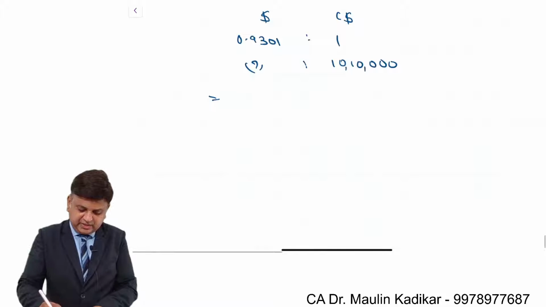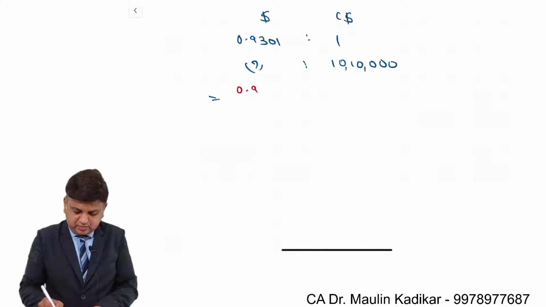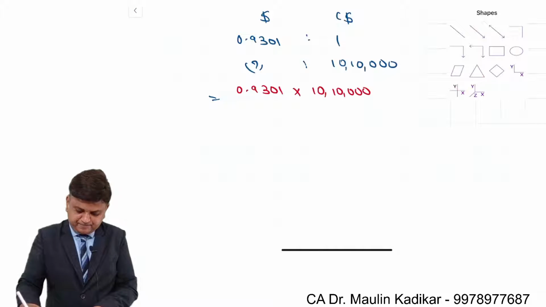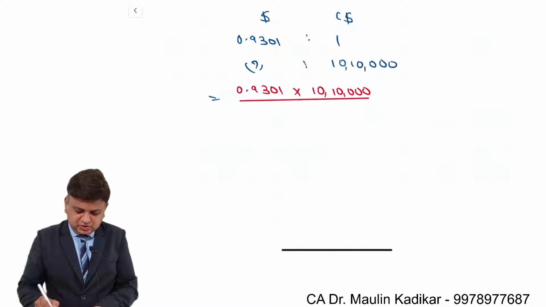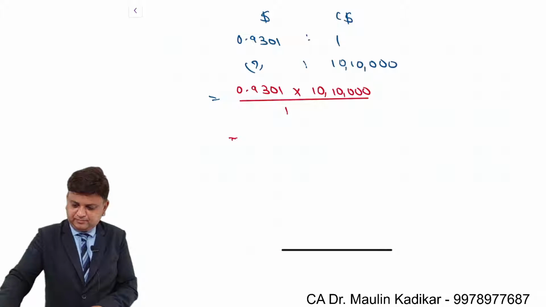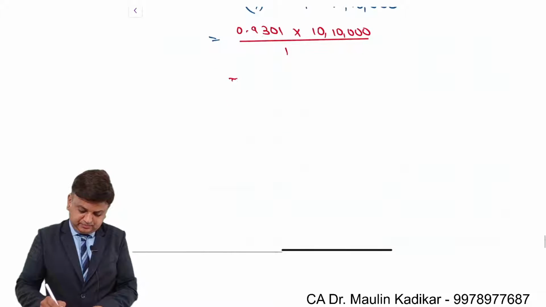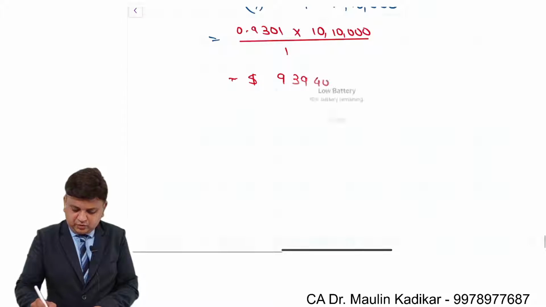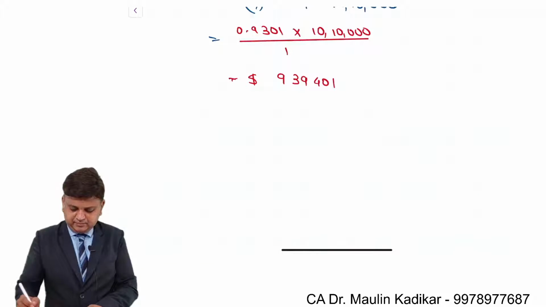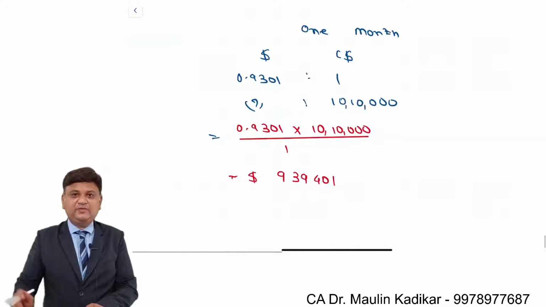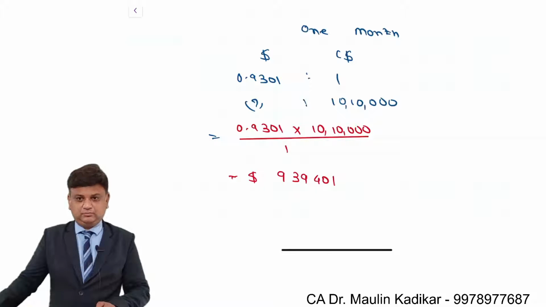And it will be found like this: 0.9301 into 10,10,000 divided by 1, which is 9,39,401. This is the amount of the dollar which is supposed to be sold.